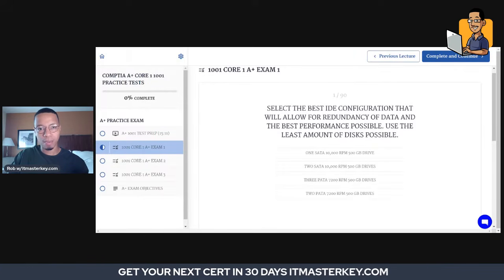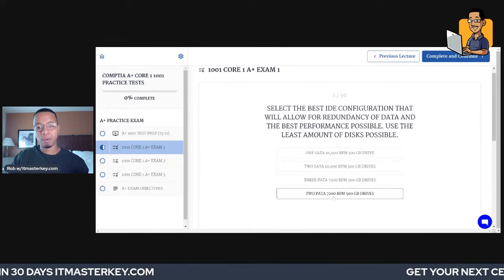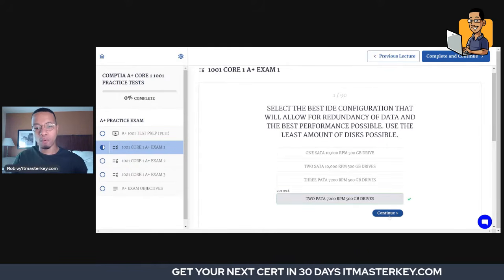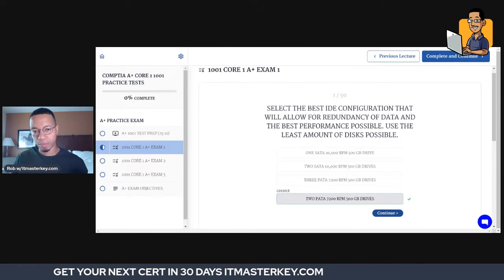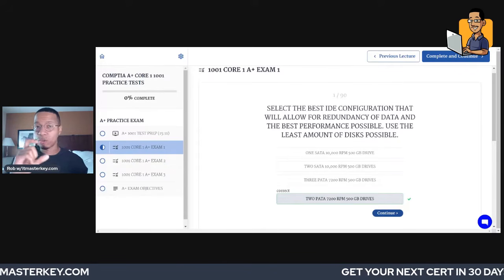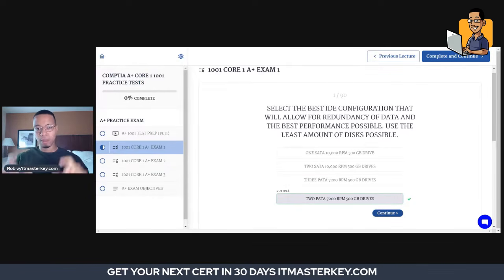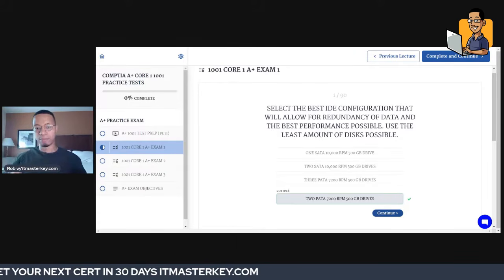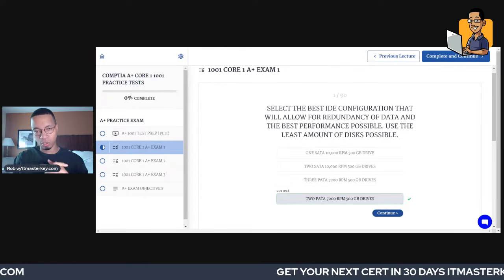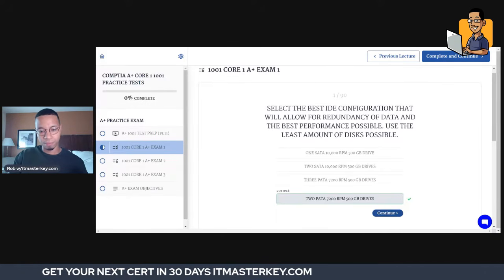Now, why would it be two PATA drives? The reason is because it asks for the best IDE configuration. IDE is synonymous with PATA drives, and it also asks for redundancy. Redundancy always means more than one, over and over again. So the answer to this would be two PATA drives: for redundancy, two drives, and for IDE configuration, PATA. Okay, let's go to the next one.